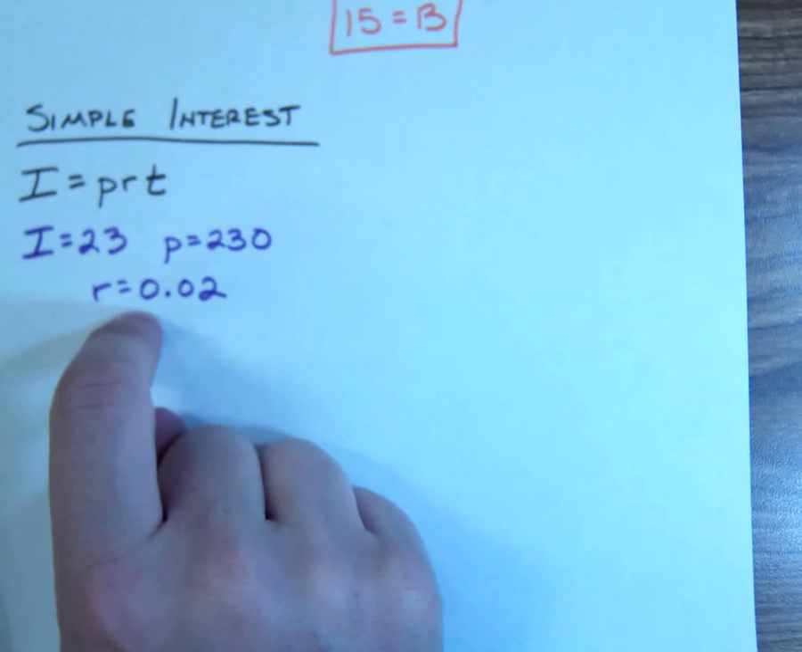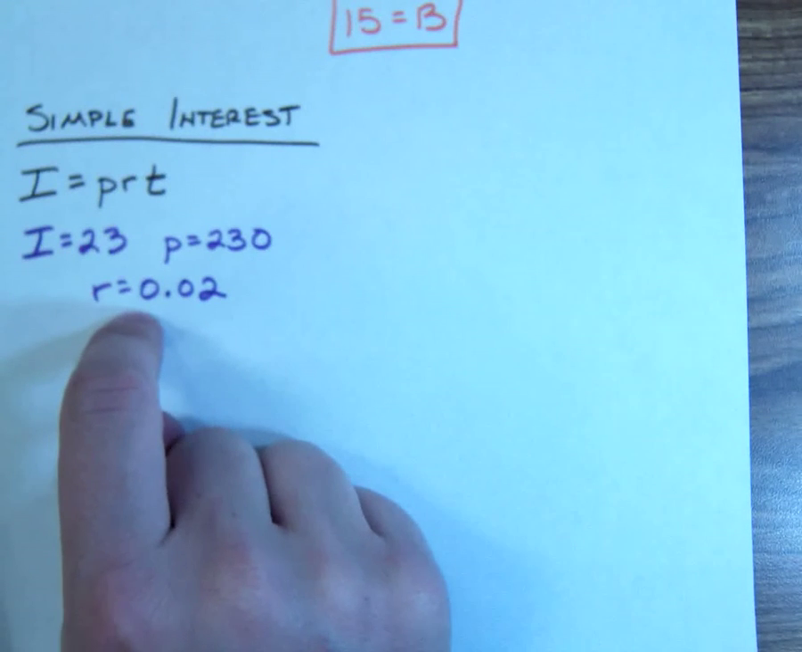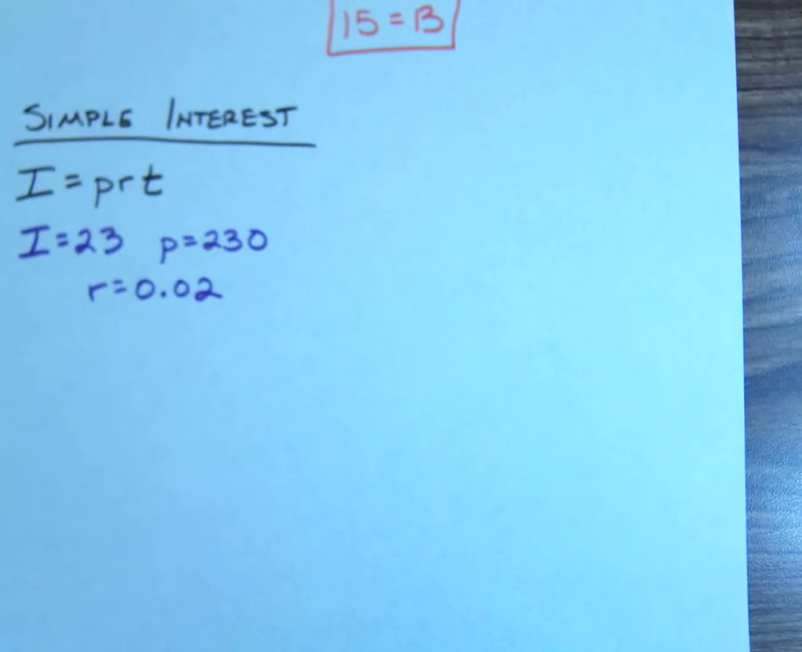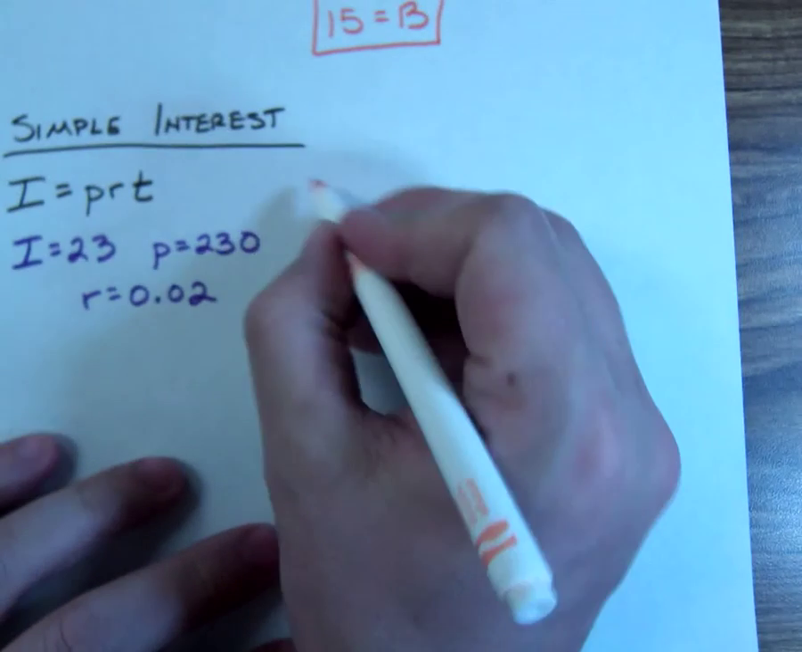2% interest is like a really, really good money market or savings account. Not really. Well, it's terrible interest, but that would be like if you have an incredible money market account, 2%. Actually, you probably make that right now. So the question is, how long was the money in there for? So let's go ahead and put that in there.